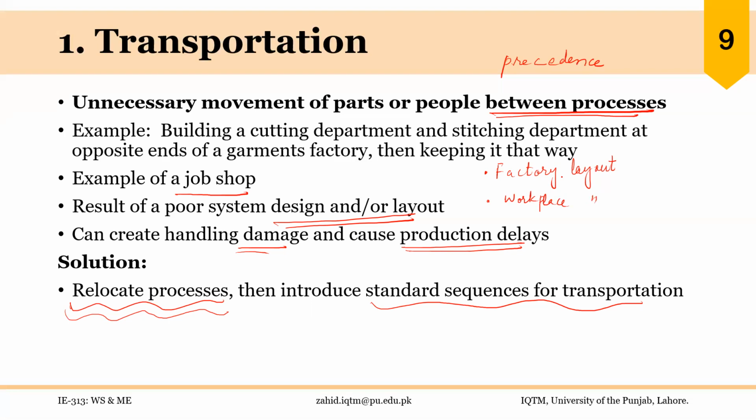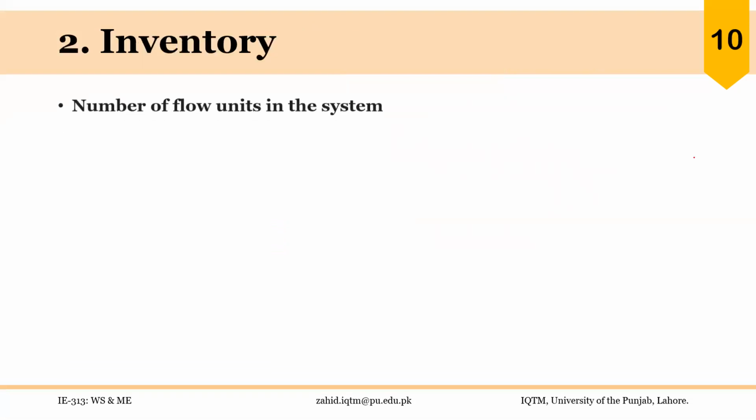I mean, what is the arrangement of different items at a workstation, where the raw material is placed, where the worker is sitting, where is the machine, where the product being made by the worker is being disposed, and so on. So this factory layout actually focuses on reducing this waste of transportation, and workplace layout is more concerned about the waste of motion. The second waste is inventory.